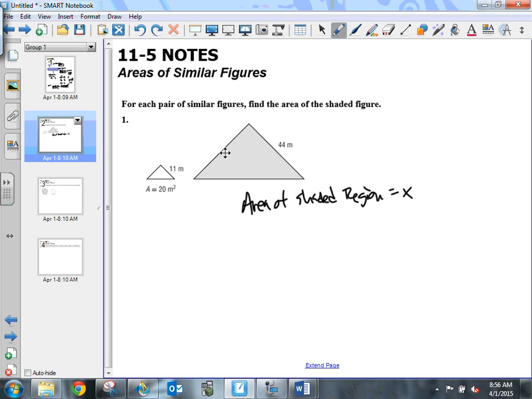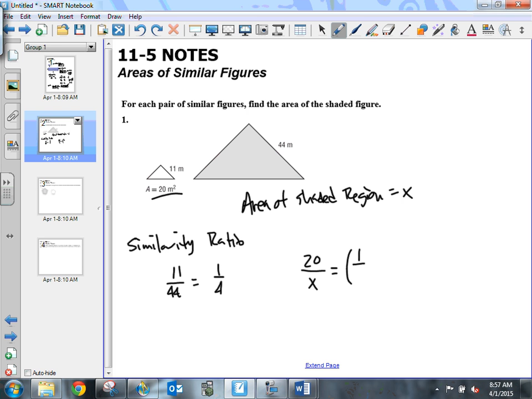So what I know is I have a similarity ratio. My similarity ratio ends up being 11 divided by 44. If I simplify that, I get 1/4 as my similarity ratio. So I'm going to take the area of the small, which is 20, and divide that by the area of my shaded region, x. And that is going to equal my scale factor squared.